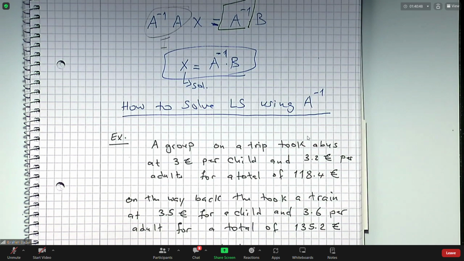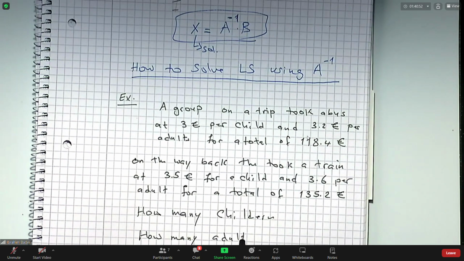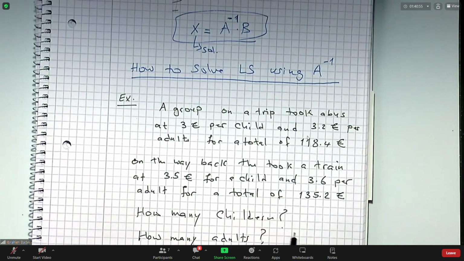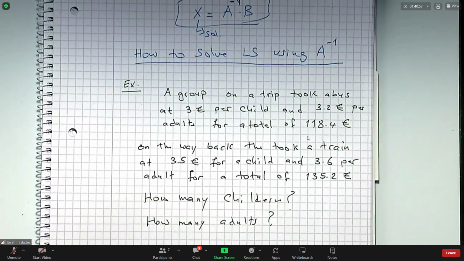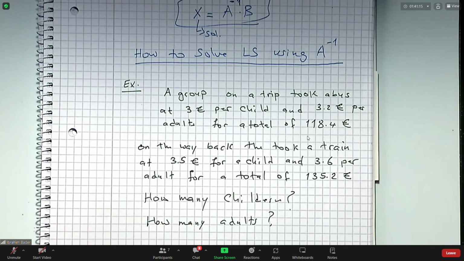Of course, as I mentioned, assuming that the number of children and adults in the group is the same, the numbers of children and adults who took the bus is the same as those who took the train on the way back. Okay, so imagine you have such a question.